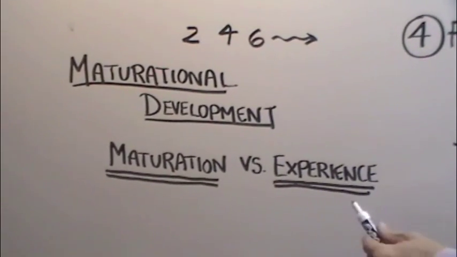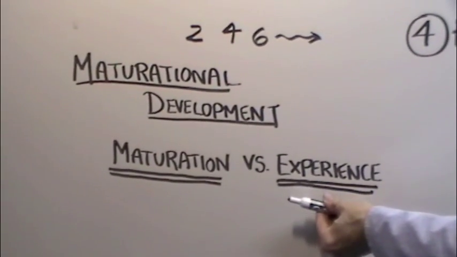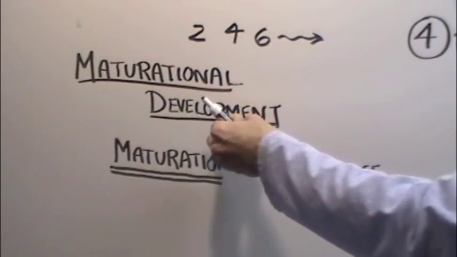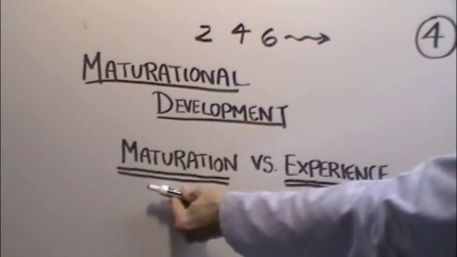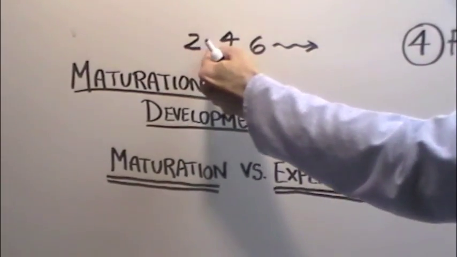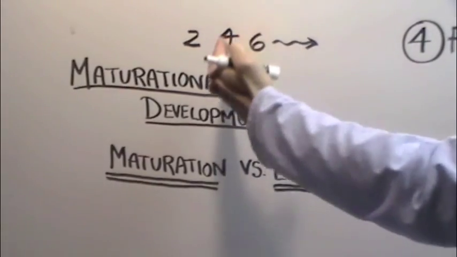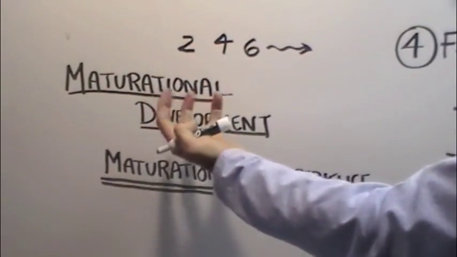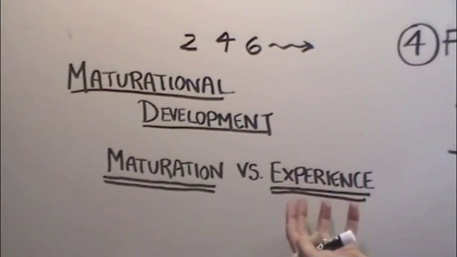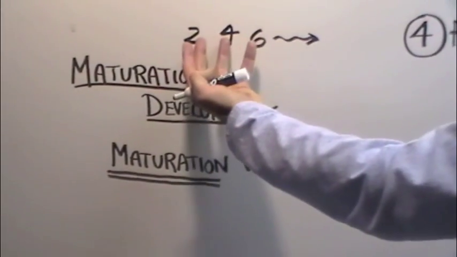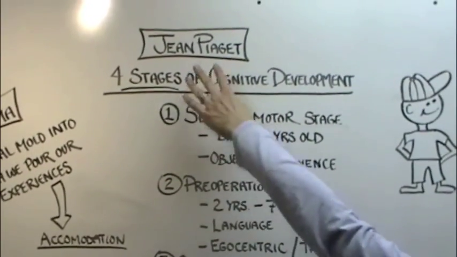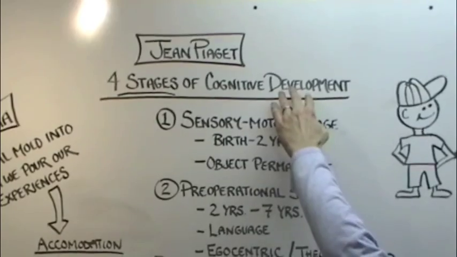Okay? If you are trying to potty train your child and you try to do that at age 1, you're not going to be successful because the maturational development is not there. If you try to potty train your child at age 2 or 3, whenever the maturational process is there and it's ready, experience then, the experience of being potty trained, will actually be successful. We're going to move our way through Piaget's 4 stages of cognitive development.